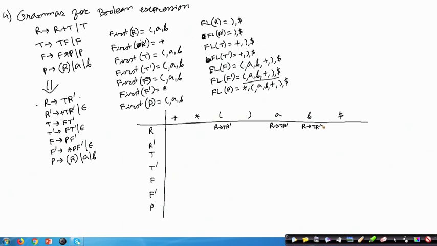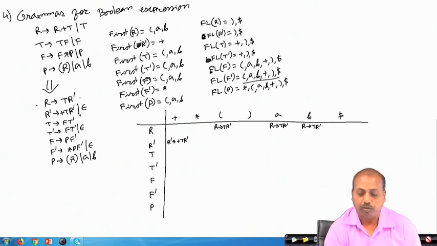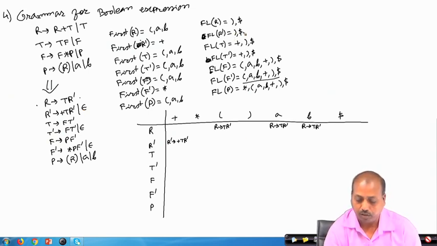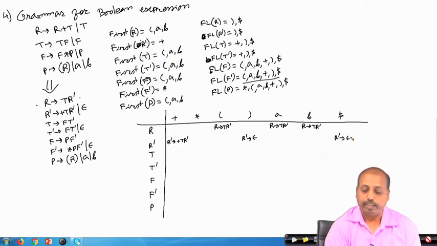Now, come to the second rule, R dash producing plus T R dash. That rule will be added here. Now, it says that R dash producing epsilon is there. So, whatever is in follow of R dash, there I have to add this R dash producing epsilon. Follow of R dash has got close parenthesis and dollar, so I add R dash producing epsilon there, and here also. So, these two are added.